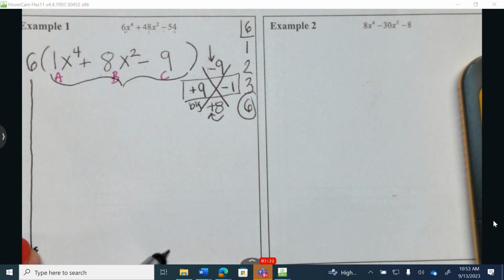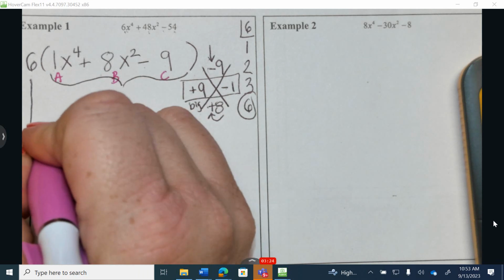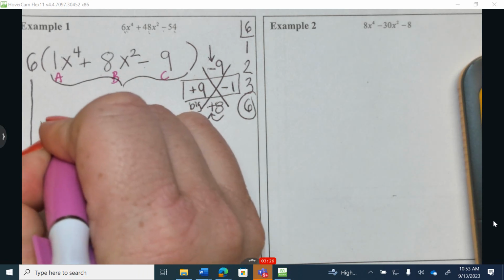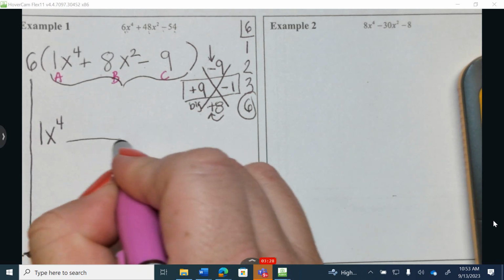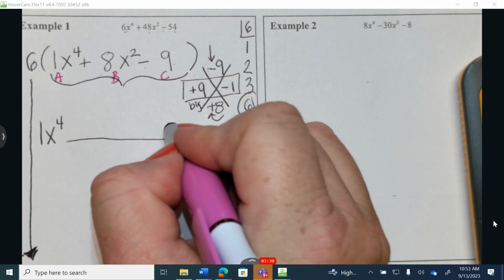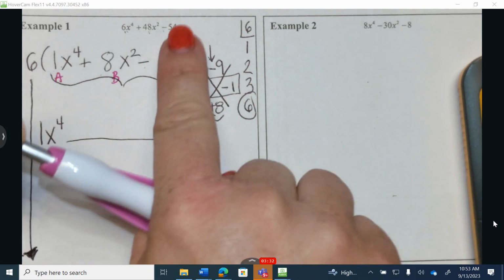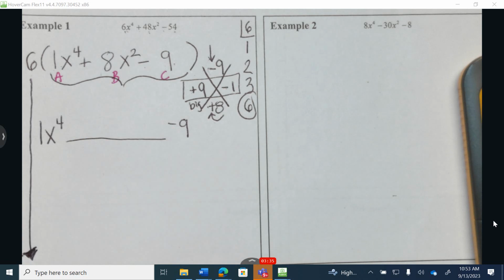Remember, we're going to forget about the 6 until the very end, and I'm going to start by doing what we learned yesterday. I write down the 1, x to the 4th, I leave a really large open space, and then I bring down the negative 9. So I'm bringing down A and C, and I'm leaving this space open.